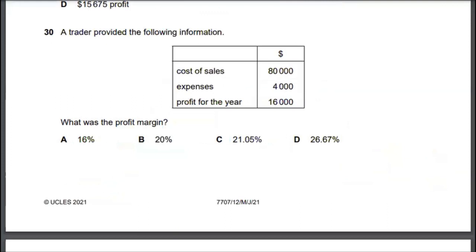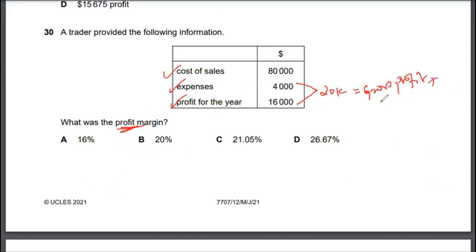Let's look at multiple choice 30. A trader provided the following information: cost of sales, expenses, profit for the year, and it's asking you to calculate profit margin, right? So you will have to do some inverse calculation. So 16 plus 4 gives me 20K. This is my gross profit.